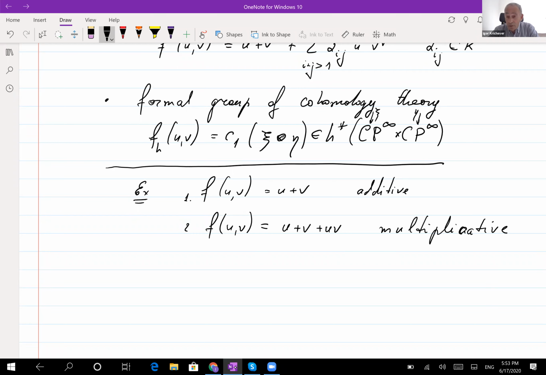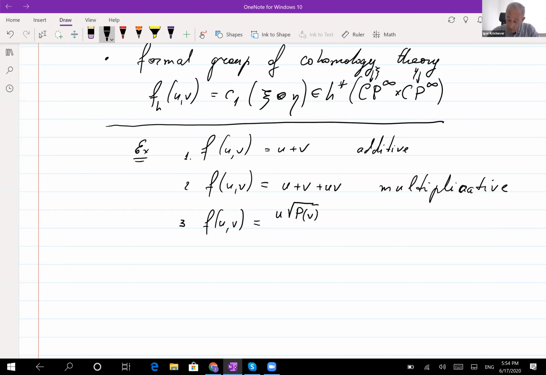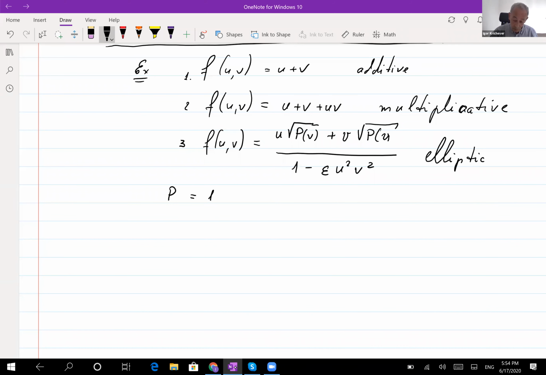This is a formal group law: U radical of P of V plus V radical of P of U, divided by 1 minus epsilon U squared V squared. We'll see later this is an elliptic formal group law, where P is any polynomial of the fourth order, 1 minus 2 delta T squared plus epsilon T to the fourth.